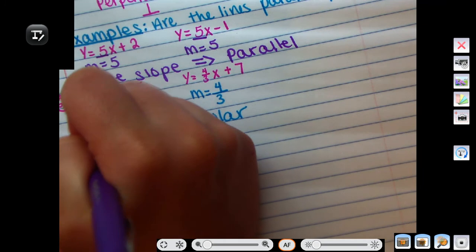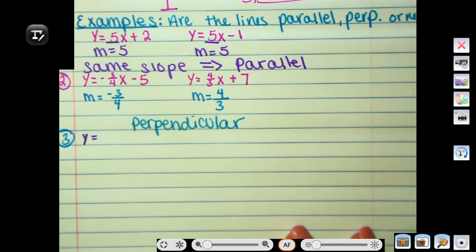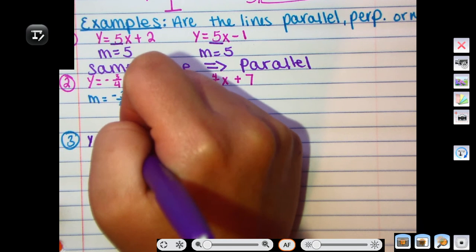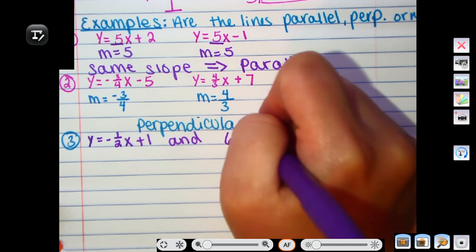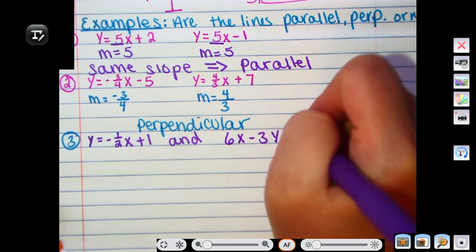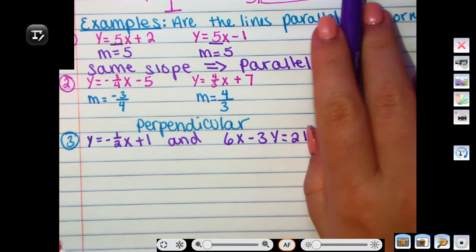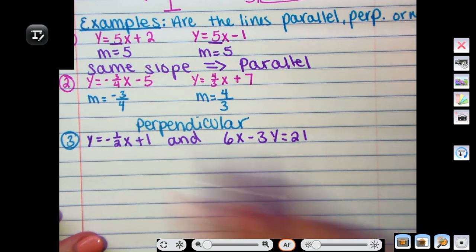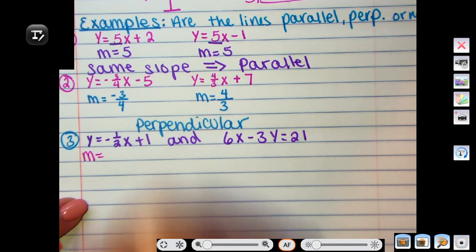Let's say I have y equals negative 1/2 x plus 1 and 6x minus 3y equals 21. So this one's slightly harder because this one's in slope-intercept form, but this one's not. So I'm going to have to go back up here to my example and see how I get that into slope-intercept form. Get the easy part out of the way. I'll see that the slope here is negative 1/2.